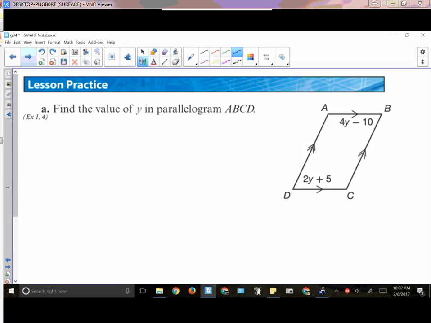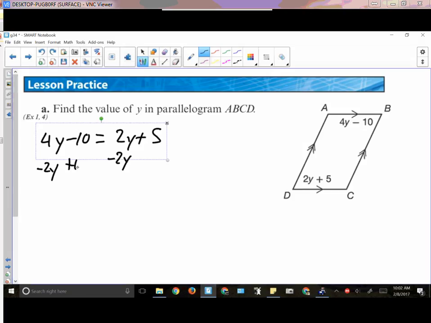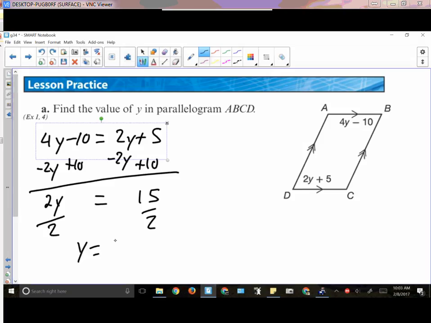Ready? So, what are these things to each other? So I've got 4y minus 10 is equal to 2y plus 5. Subtract 2y, subtract 2y, add 10, 10. So we end up with 2y is equal to 15. Divide by 2, divide by 2. Y is equal to 7.5, 15 over 2. Does that seem reasonable?